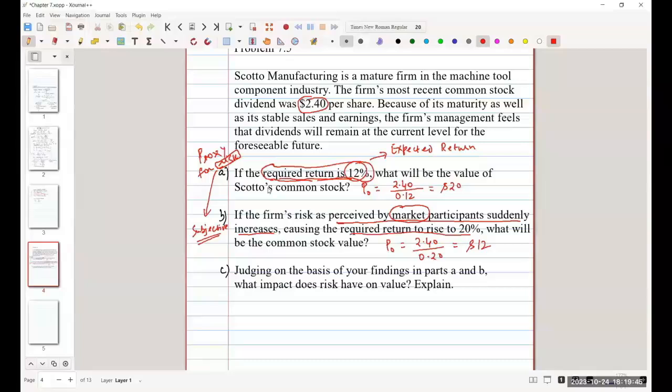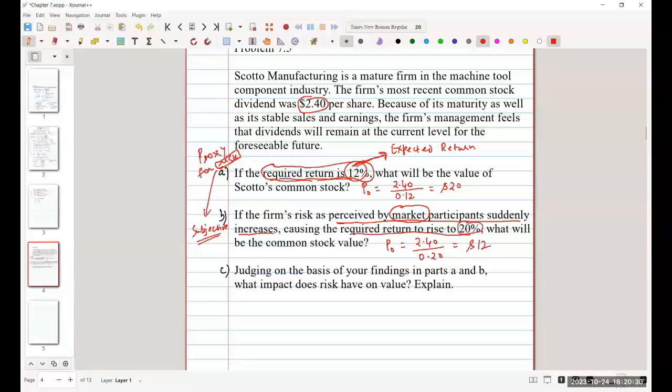So the general feeling, there might be exceptions, but the general feeling is that a company like Scotto Manufacturing might have a 12% rate of return as a justifiable rate of return for the amount of risk involved with it. But if this perception of risk in general increases, if the market starts believing that the company has suddenly become riskier than before, that increase in risk perception would be reflected in an increased required rate of return. 12% will not be enough. Then they will need something higher, which is the case in part B, where the required return jumps to 20%.